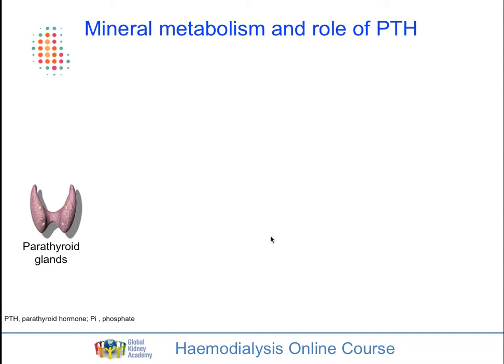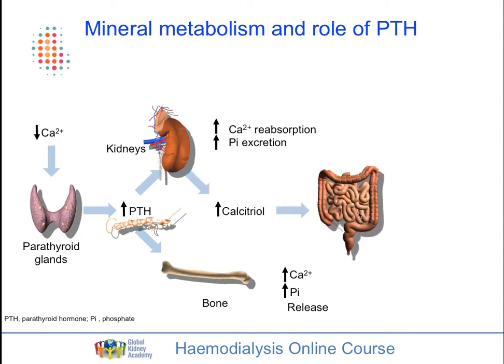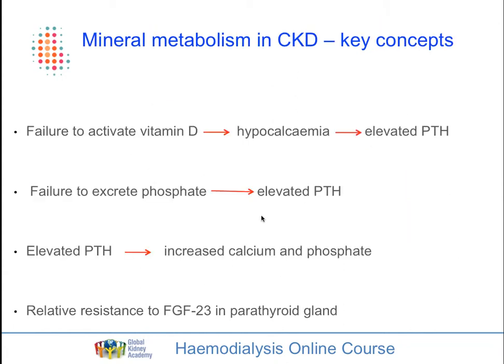So let's talk a little bit about mineral metabolism normally. If you have a low calcium, that stimulates the parathyroid gland to produce parathyroid hormone. As you know, that has an effect in health on the bone, leading to release of calcium and phosphate from the bone, and also leading to increased calcium reabsorption and increased phosphate excretion from the kidney. It also acts on the kidney to increase calcitriol production, and all of those will tend to normalize your serum calcium. That's a normal physiological effect.